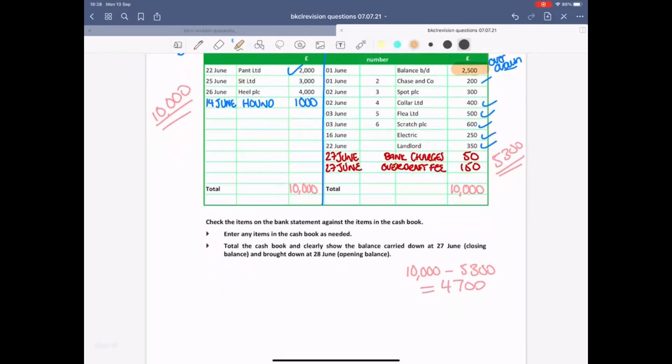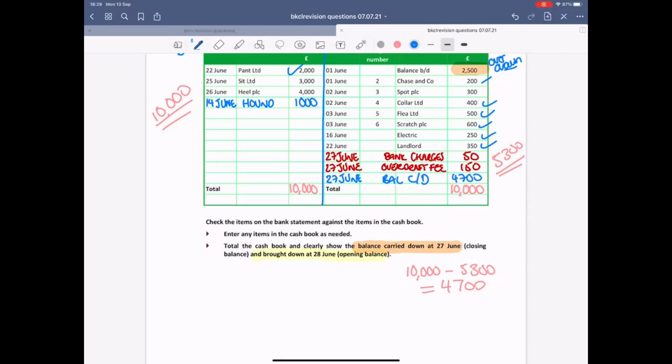So we're going to put that in, and remember, look at the information they give you. They tell you to put the balance carried down on the 27th of June as the closing balance, and then they want you to do a brought down on the 28th of June. So we insert the carry down on the lowest side. So our lowest side being our credit side, we're going to put that in as the 27th of June. Our balance carried down, remember we abbreviate that to C/D, and that's for 4,700.